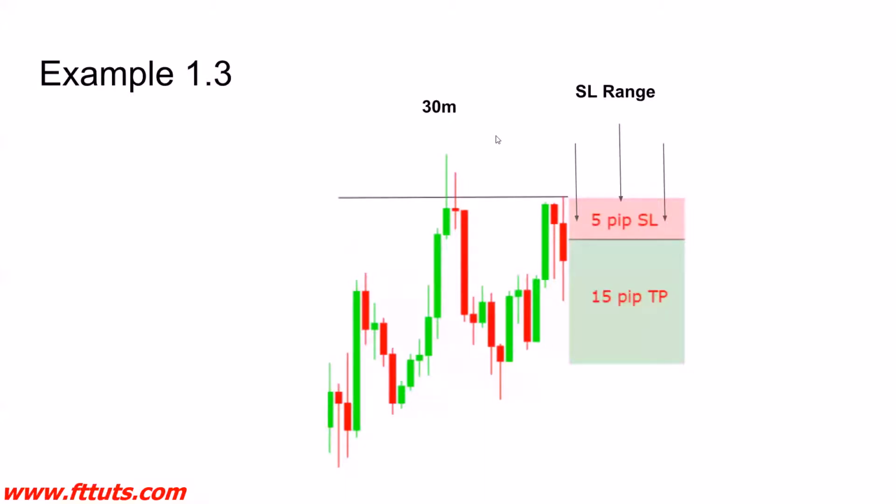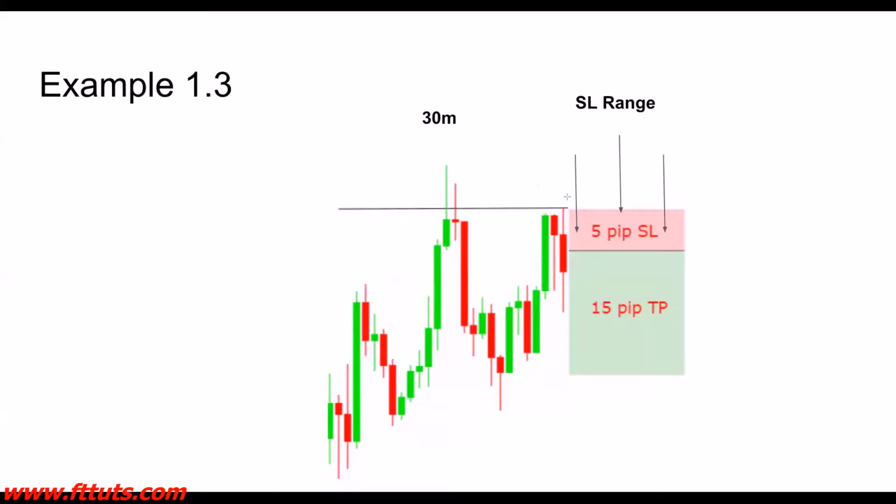Okay, this is the 30-minute time frame. Now, if you notice here, I call this a stop loss range. I took these examples off of UJ, so I'm only using a 5 pip stop loss and a 15 pip target. Bit stupid for the example I was using with 10 and 30 pips, but whoop-de-doo.